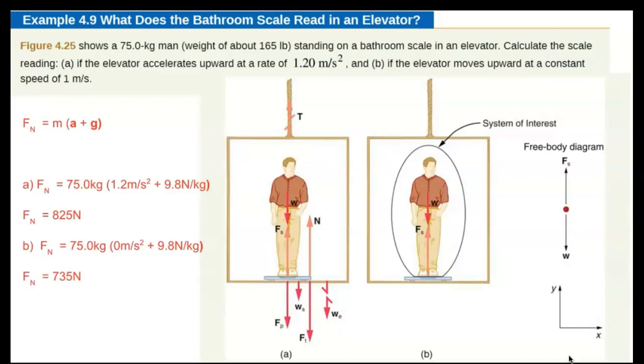And so in the elevator, the scale would read the exact same as it would if it was stationary. Remember, stationary means you're at a constant velocity. It's just that your constant velocity happens to be 0. At any constant velocity, the scale would read the same amount as if you were stationary.